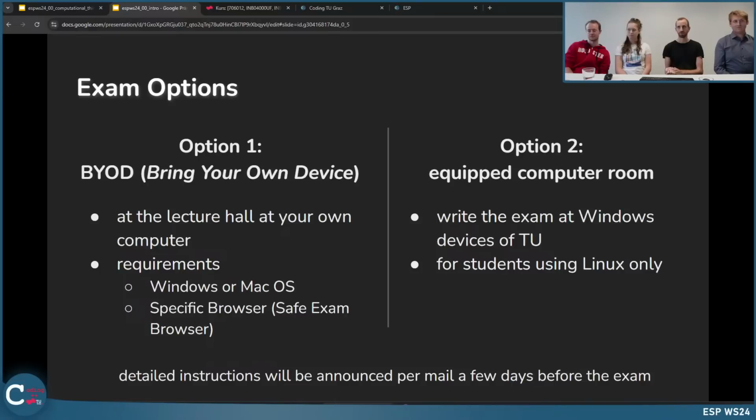If not, so if you're on a Linux device, no worries, we offer you the possibility to write the exam on the Windows devices at the TU Graz, so at the computer rooms, and you can register for this second option. So if you want to register for the exam, you have the option between these two modes and just select the one you prefer. We will then give you detailed instruction a few days before the exam where we say you how to use the Safe Exam Browser, how to install it, and so on.